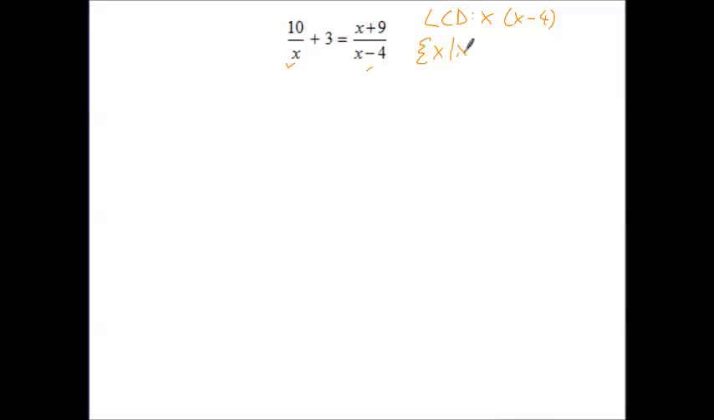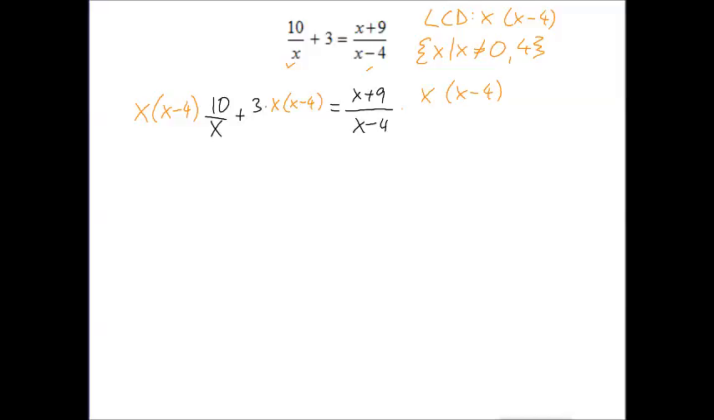This time we most certainly do. X cannot be equal to 0. X can also not be equal to positive 4. And again, we're multiplying everything by our LCD. Here we go. Now let's simplify what we can. X against x. For our second term, we can't simplify anything, but x minus 4 against x minus 4 on the right. And rewrite what we have.